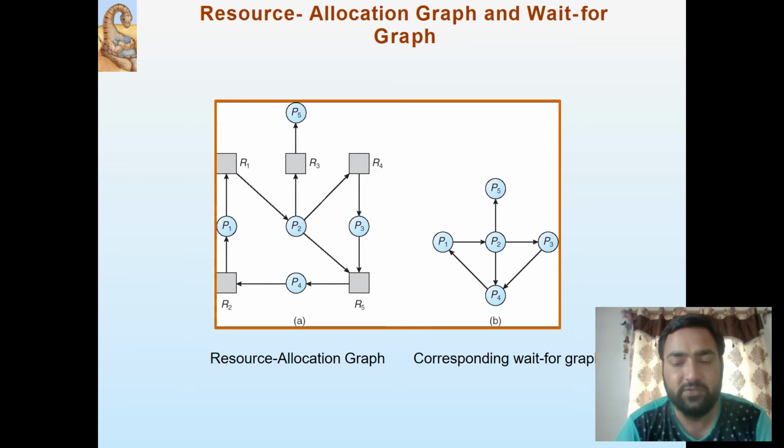So this is the wait-for graph, which demonstrates the different processes which are waiting for each other for their turn to come for execution. And the resource allocation graph denotes the allocation of resources in that system to different processes.